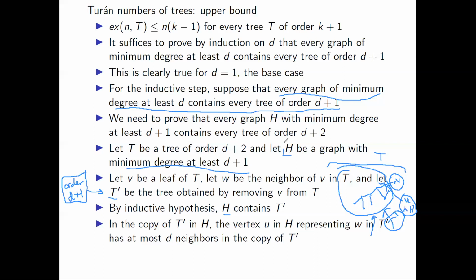On the other hand, H right here is a graph with minimum degree at least D plus 1. That means that the vertex U right here has degree of U greater than or equal to D plus 1. So we know that at most D of the neighbors of U are in the copy of T prime, but U has degree at least D plus 1. So U has some neighbor in H that is outside of the copy of T prime. And that extra neighbor, we will say that neighbor is V. So we make a copy of T by taking the neighbor of U that is outside of the copy of T prime and adding that neighbor to our copy of T prime. And that forms a copy of T.